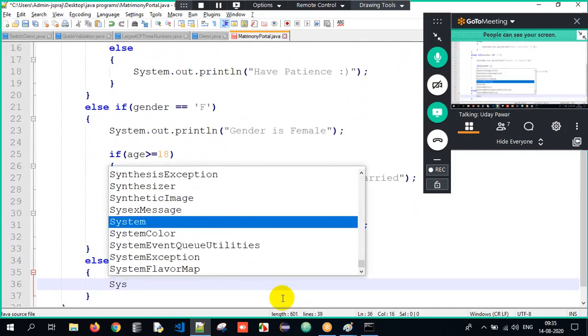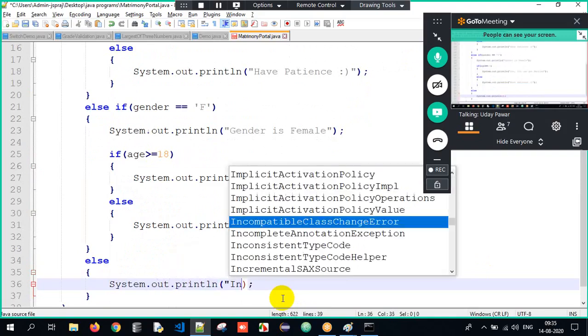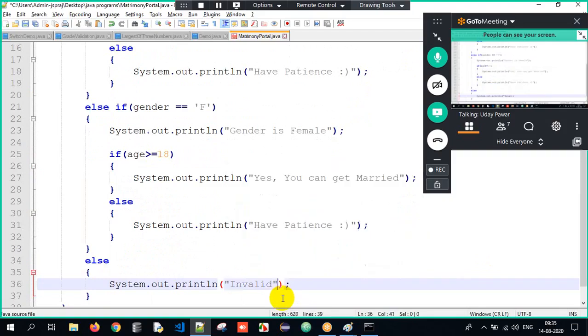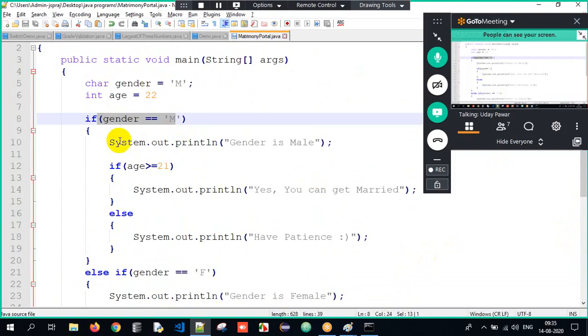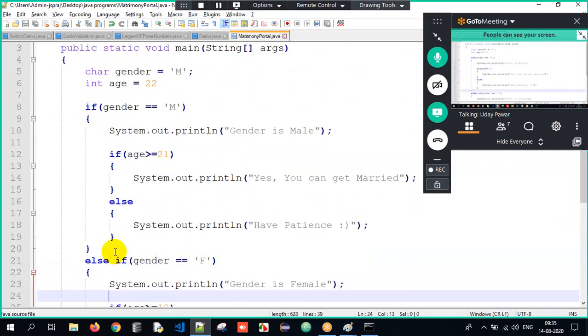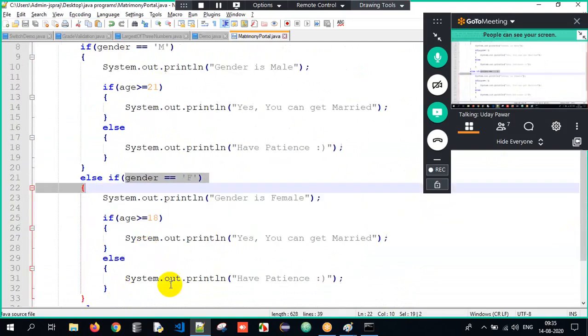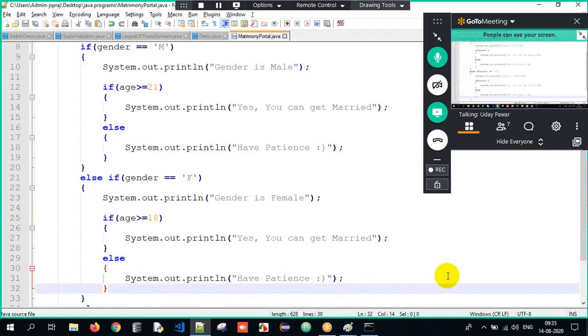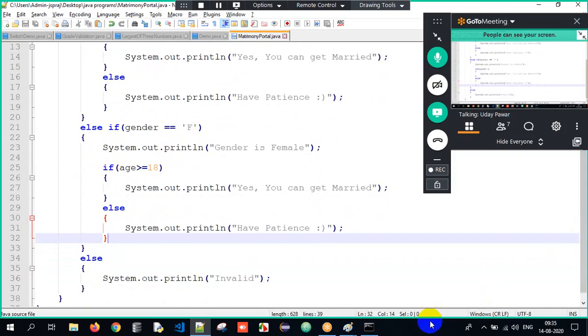System.out.println. As of now, I'm just writing it as invalid because I'm not creating any other portal. We have to enhance it here. This is the basic way, but we can improve it. First you will check the gender. If the gender is male, then you will check the age. If it is female, you will check the age for that. Got the clarity now? If and else if, and if it is neither male nor female, you will have invalid. That is all about the entire process.